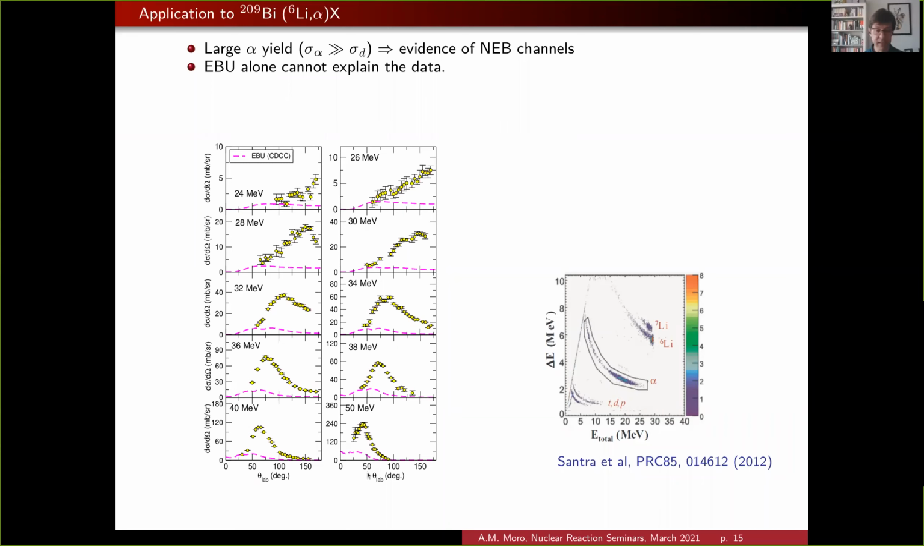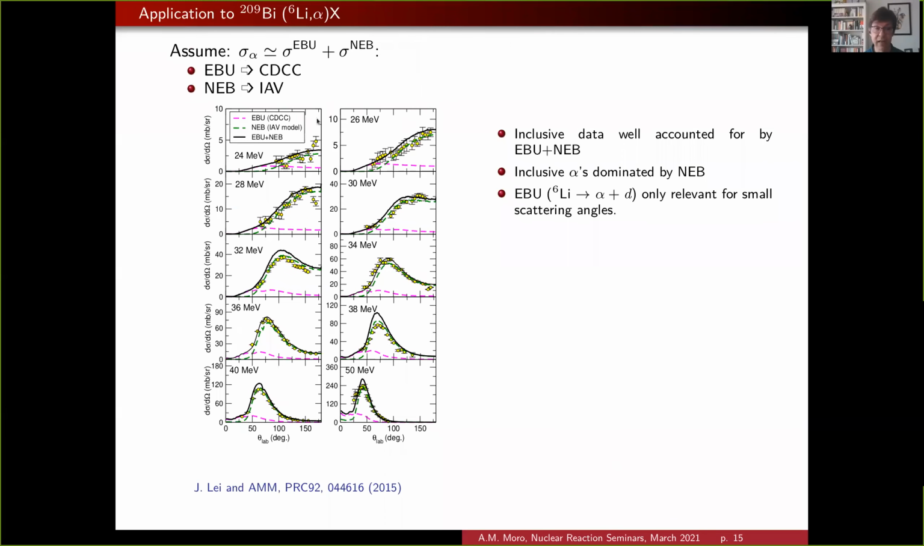And here you see the angular distribution for different energies. Actually, this covers energies below the barrier and above the barrier, if I recall correctly. And this is a comparison with the elastic breakup. You see, systematically, elastic breakup is much lower than the data. And then when you add the non-elastic breakup contribution, and here we systematically use this IAV model, so that corresponds to the green lines here, you can reproduce very nicely the data.